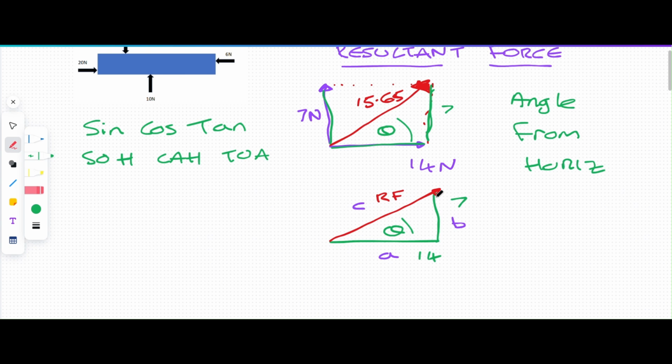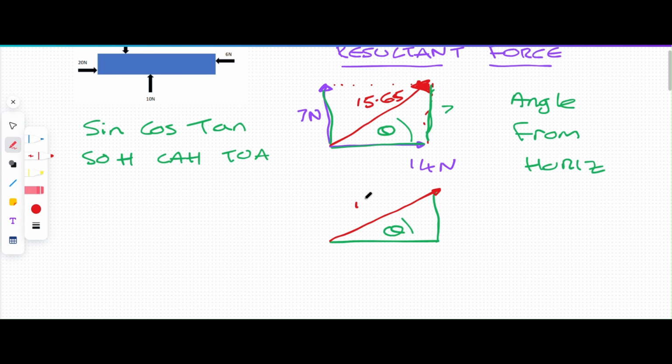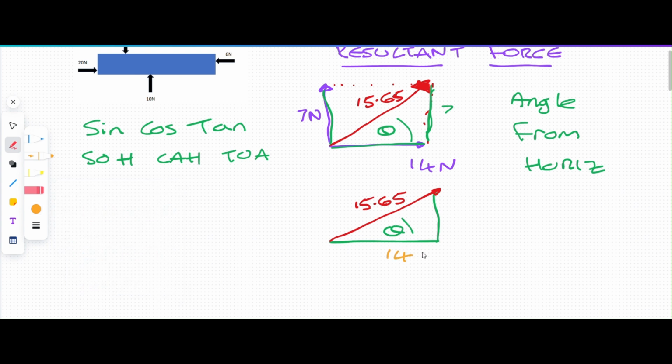Just a triangle. So I'll come down here and I'll rub a few things out. I'll leave that in there, and rub this bit out. So on our triangle now, we know that this side is 15.65 because the resultant is the hypotenuse. And then we know this side here is 14, and this side here is 7.